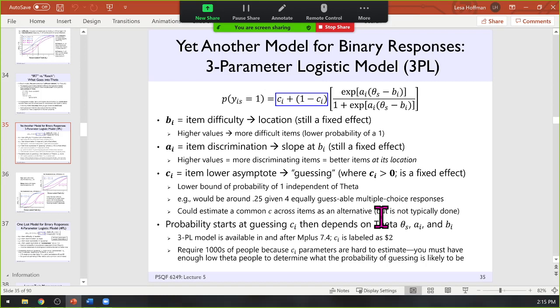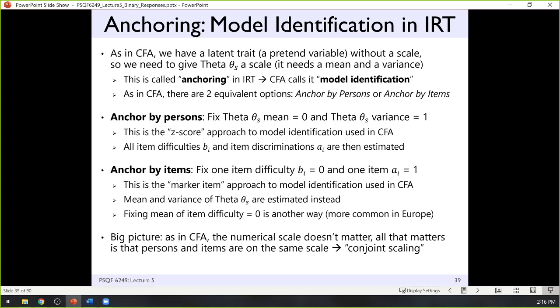We talked about this a little bit last time, I think, but the idea of giving our imaginary variable a scale. Remember that in CFA? We got to do that again. I'm gesturing at my other monitor. Sorry, I know that makes no sense to you. But we call it anchoring in IRT, but it's the same thing.